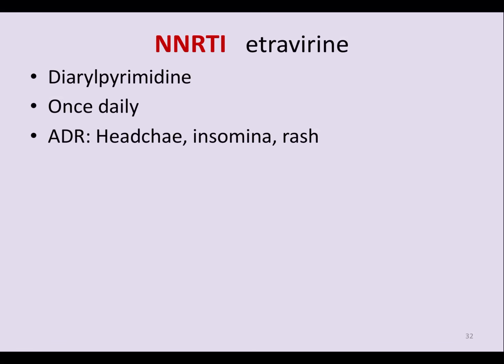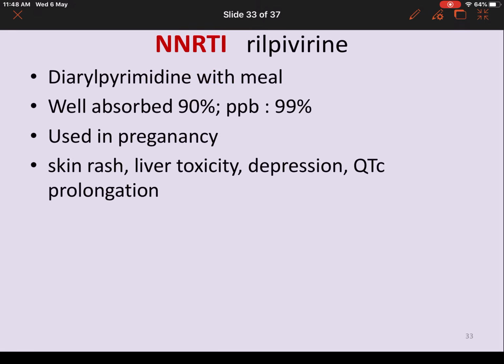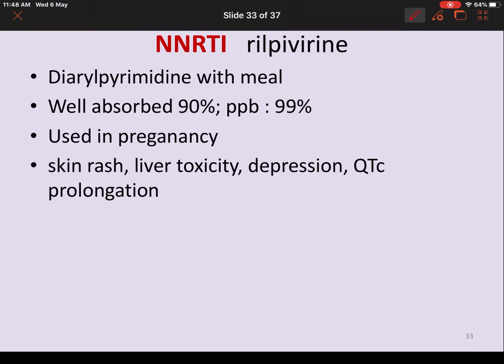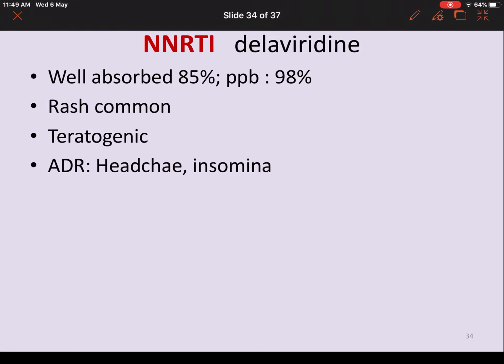So in the first 8 weeks of pregnancy, we are not going to be giving this, and it can cause crystalluria. Etravirine is given once daily. It's a newer NNRTI. Rilpivirine is also a newer drug which is well absorbed, 90%, and this can be given during pregnancy, but it can cause liver toxicity along with QT prolongation. Delavirdine is also teratogenic.